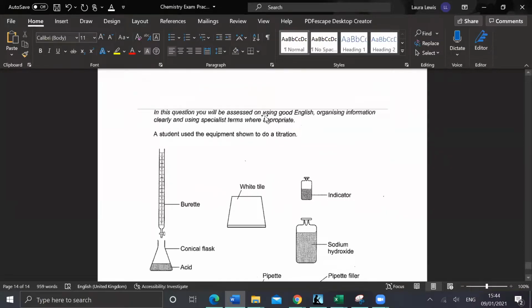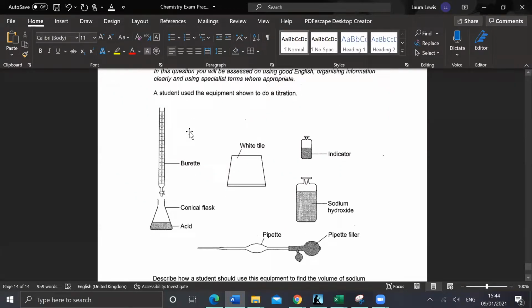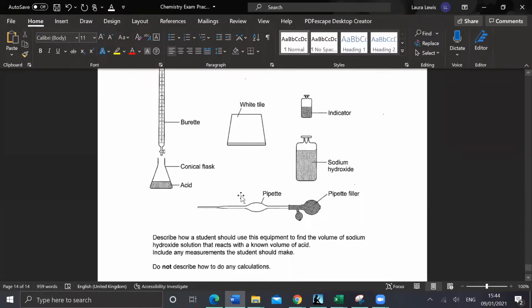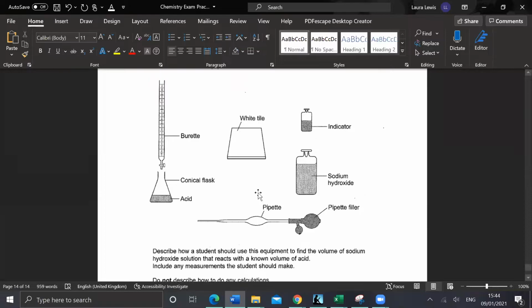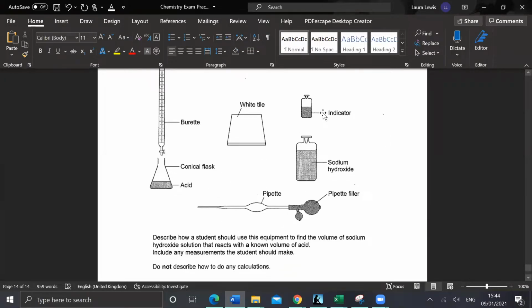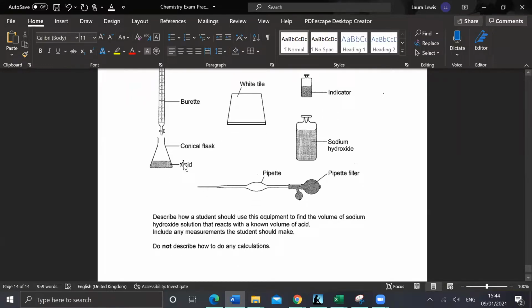In this question, you'll be assessed using good English again, organising information clearly and using specialist terms where appropriate. So it's another 6-mark question. The student used the equipment shown to do a titration. There we go, got my white tile there. So this is a pipette, a pipette filler, so that's like a bulb thing. You might not have used one of those before. Sodium hydroxide, some sort of acid, we don't know what it is. Indicator, burette.